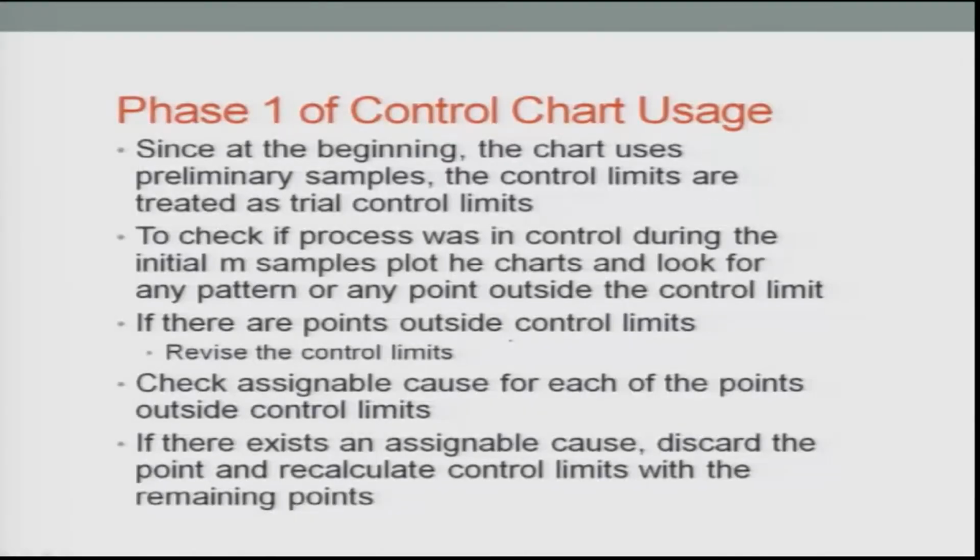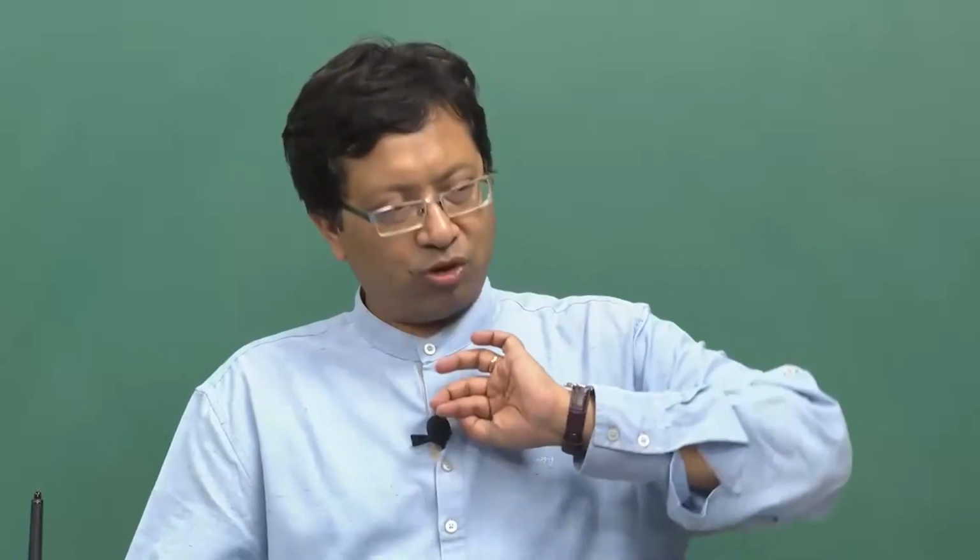If there are points outside the control limits, revise the control limits and do your calculations accordingly. Check assignable causes for each of the points outside the control limits. If there exists an assignable cause, discard the point and recalculate the control limits with the remaining points and continue doing it likewise. So, if there are some assignable causes which you know should not be taken, you basically take that set of observations out.